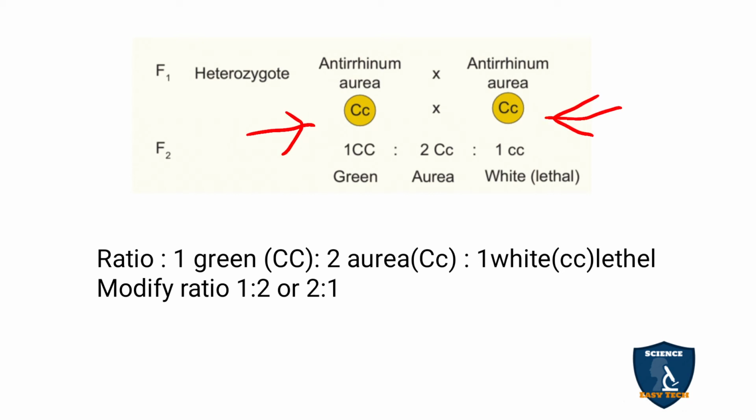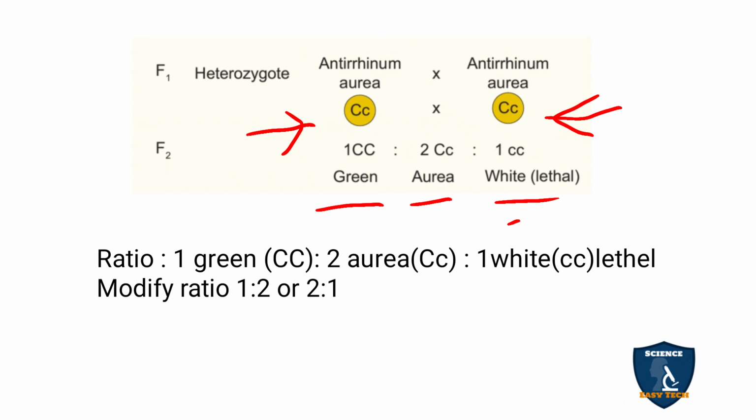And when you're putting the checkerboard, you get one green, that is one capital C capital C, two capital C small c, Aurea plant, yellow color plant, and one small c small c. You know the capital C is able to produce chlorophyll, so it will survive. And in the Aurea plant also capital C is there. So capital C is there means the color will be pale yellow or pale green. Okay, so it also produces chlorophyll, so it will survive.